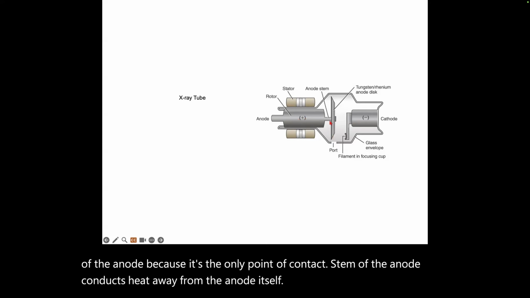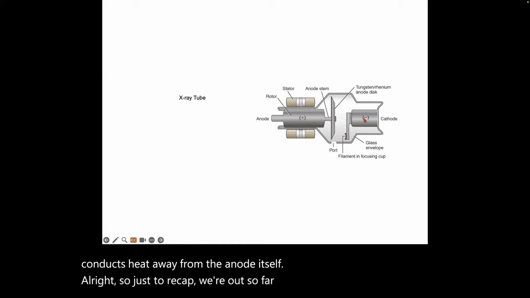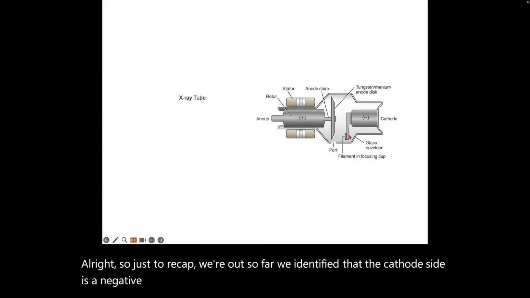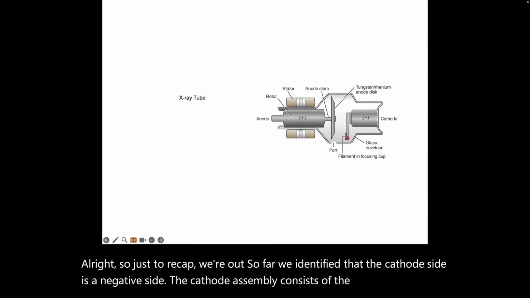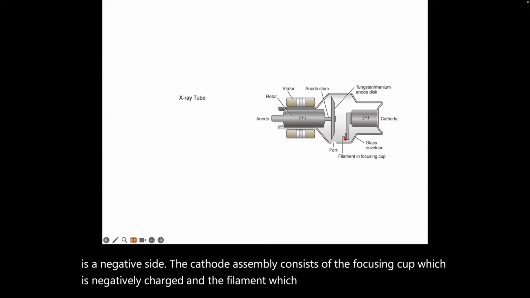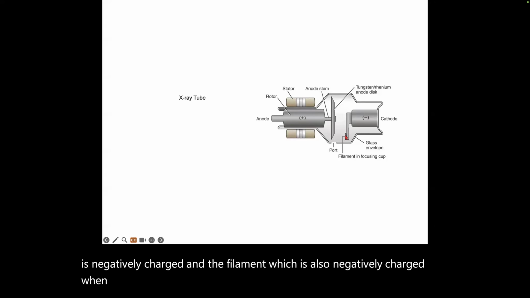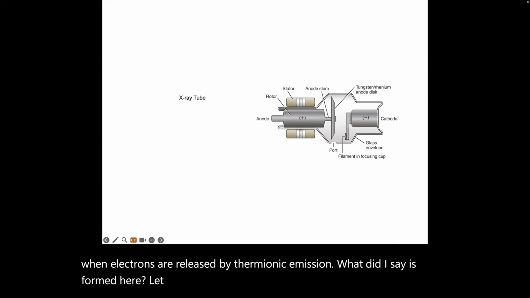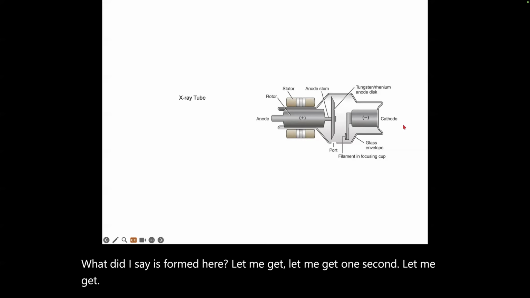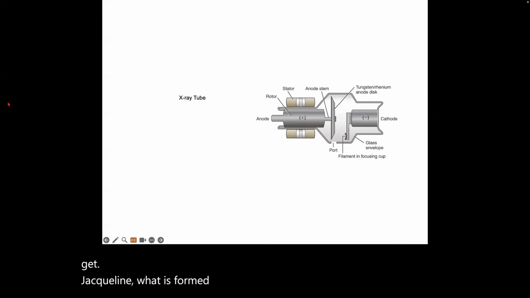All right, so just to recap where we're at so far, we identified that the cathode side is the negative side. The cathode assembly consists of the focusing cup, which is negatively charged, and the filament, which is also negatively charged. When electrons are released by thermionic emission, what did I say is formed here? Jacqueline, what is formed here after thermionic emission? What's that term I used?